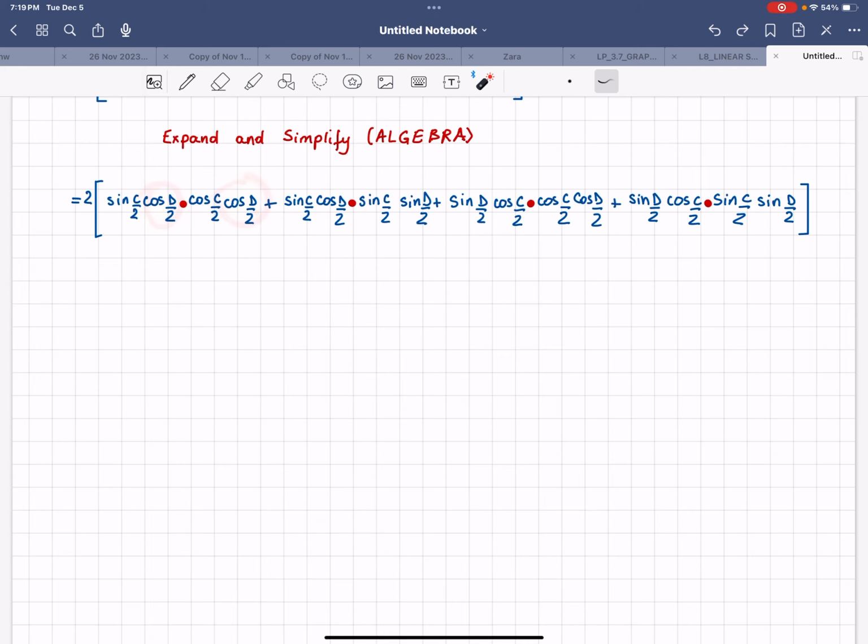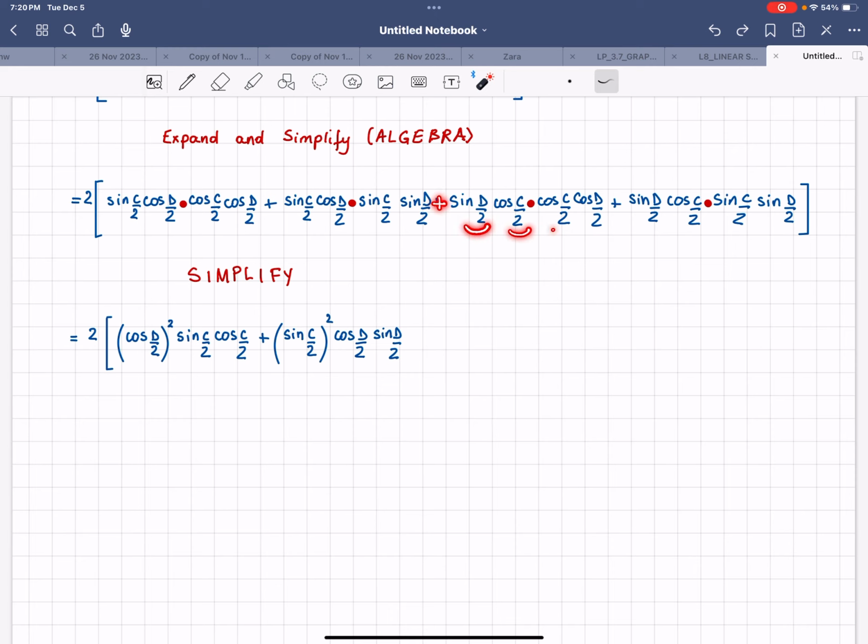So these two multiplied together will give cos D over 2 squared. The rest is sine C over 2, cos C over 2. So this is common. Next, similarly, we have the sine of C over 2. The sine of C over 2 multiplying each other will make a sine squared C over 2. And then the other two terms. Now we are here.